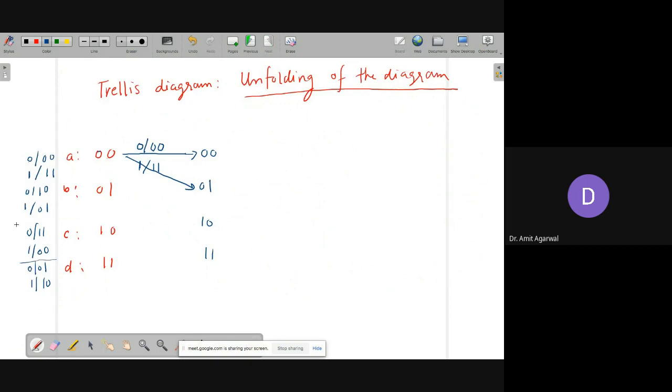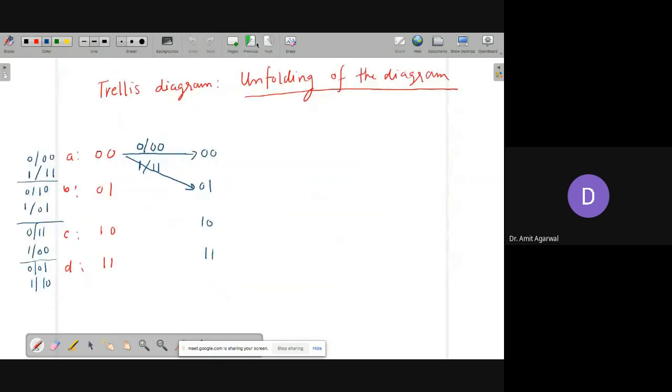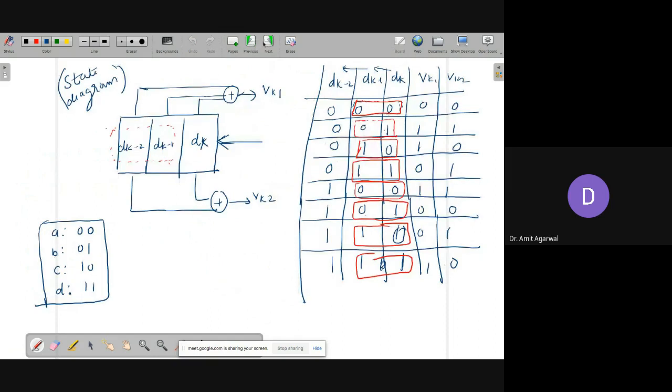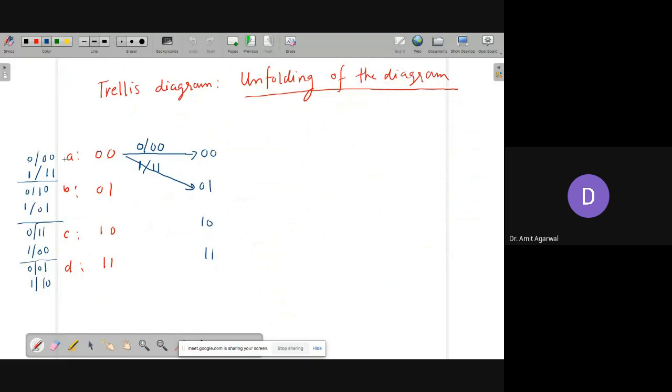First, we have written the outputs of each A, B, C, D. Just check it if I have not done anything wrong. 0, 1, 1, 0, 1, 0, 1, 1, 0, 0, 1, 1, 0, 0, 1, 0, 0, 1, 1, 0, 0, 1, 0, 0, 1, 1. So these are the four outputs corresponding to each state.